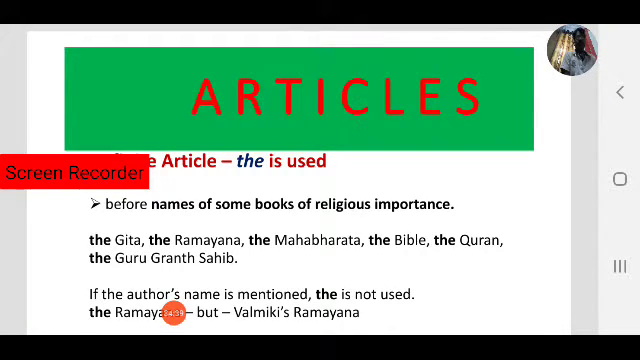Sometimes if the author's name is mentioned, the is not used. Note it down. This is also a common mistake. If you want to use the Ramayana, no problem.